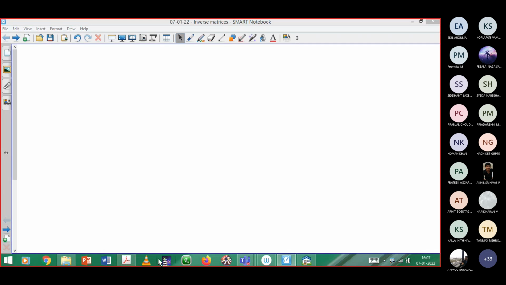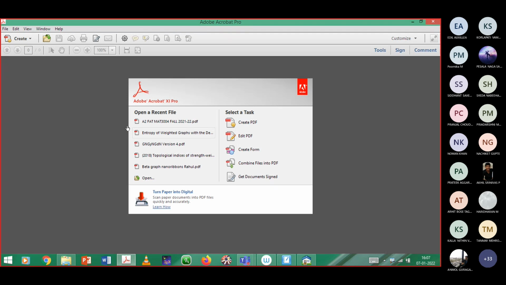If you refer to the syllabus, the next topic is given as finding an inverse of the matrix. Okay, finding the inverse of the matrix.